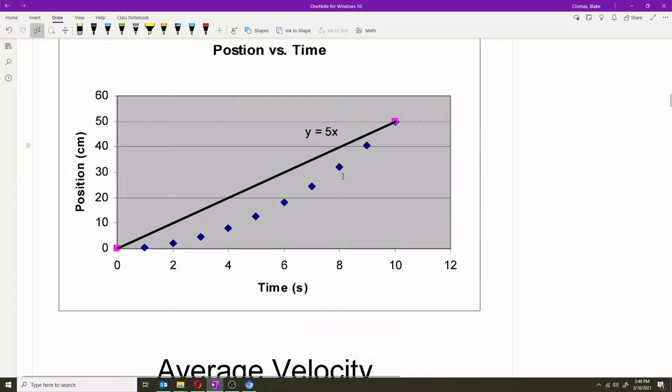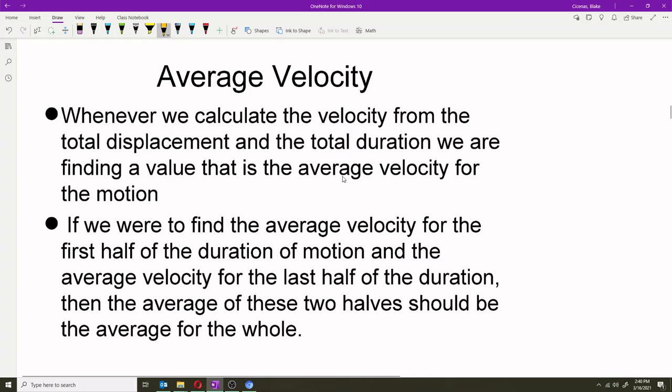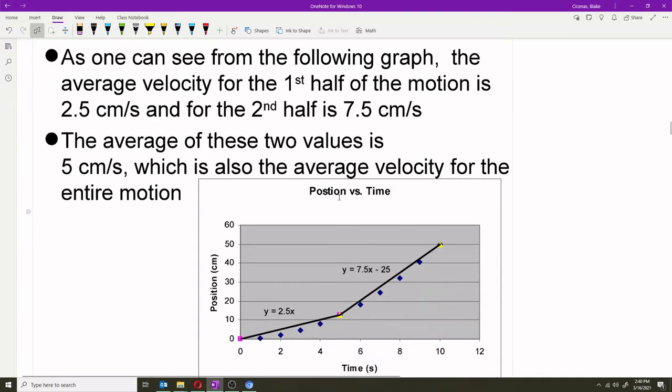And so when we graph it, we would get a slope of y equals 5x if we start at the origin, connecting the beginning and ending point. And that's what you did kind of with the ticker tape. You started with the beginning and ending point and found, okay, well, this is my average velocity. Whenever you calculate the average velocity, like I said, you're finding the average for the entire motion and not in between. But what if we wanted to find it for the first half and the second half of the motion? Well, that's where our next graph comes in.